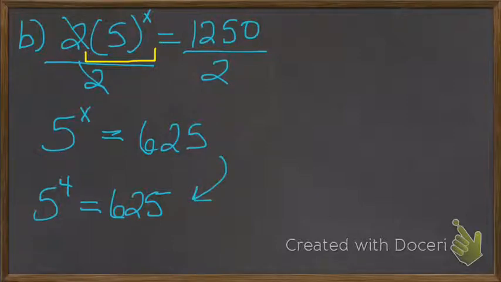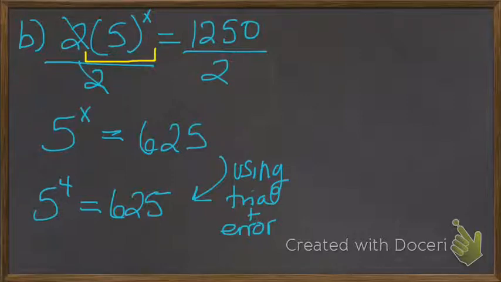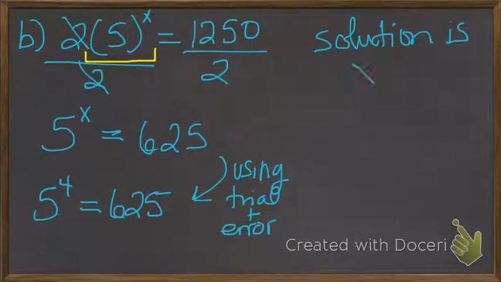So again, we're doing this using simple trial and error, and that's okay. So the solution is x equals 4.